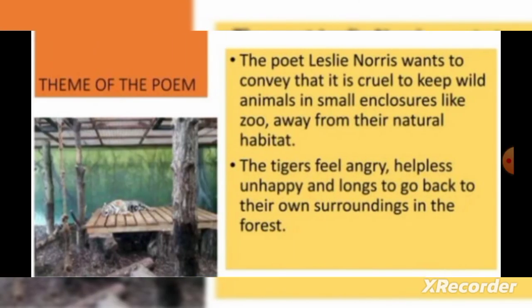Now let's see the theme of the poem. The poet Leslie Norris wants to convey that it is cruel to keep wild animals in small enclosures like zoos, away from their natural habitat. The tigers feel angry, helpless, unhappy, and long to go back to their own surroundings in the forest.